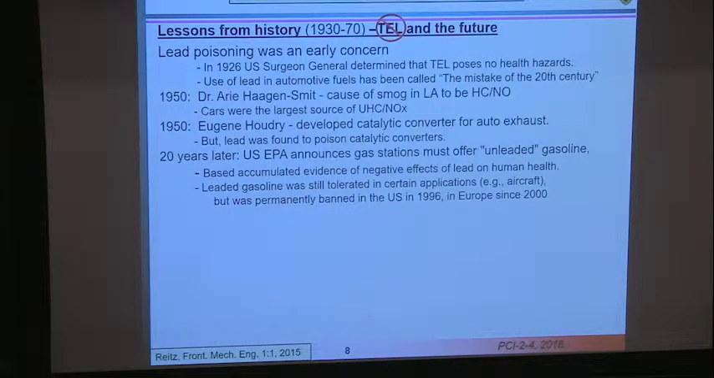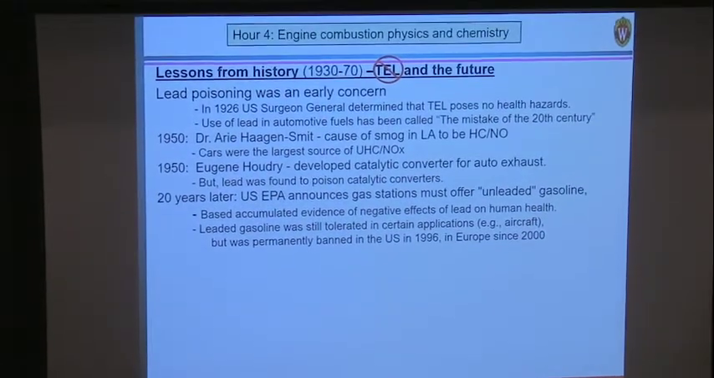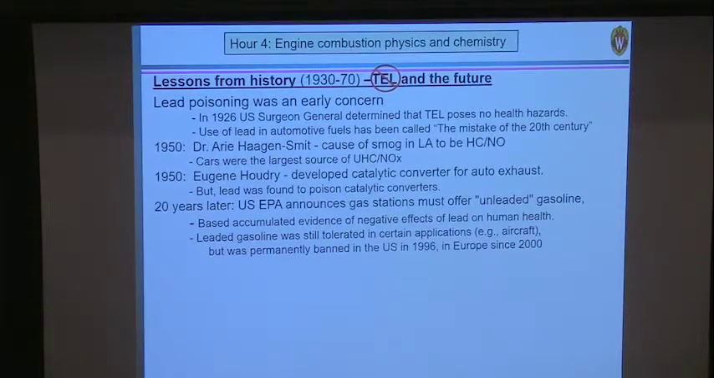Okay, so tetraethyl lead was what was first used in the 20s and so on to help improve the anti-knock characteristic of the fuel. And people worried about lead poisoning. And in fact, in 1926, the US Surgeon General determined that tetraethyl lead posed no health hazard. So tetraethyl lead, which has sometimes been called the mistake of the 20th century, was used for 40 years by the industry to help control the anti-knock.